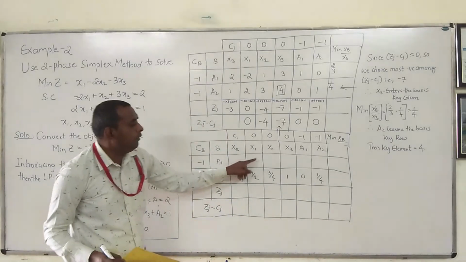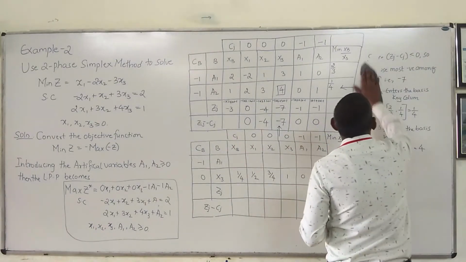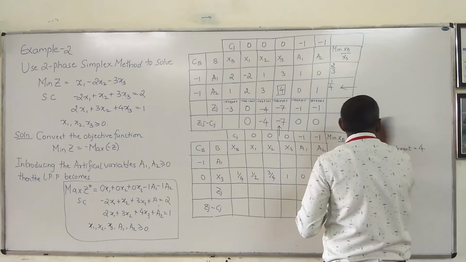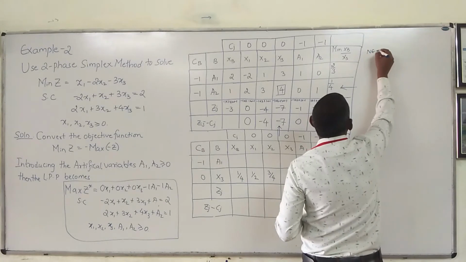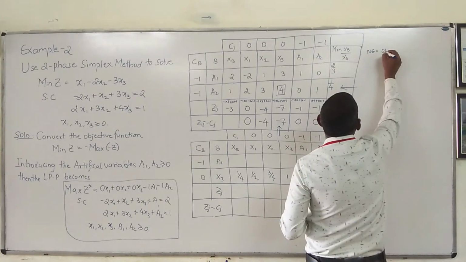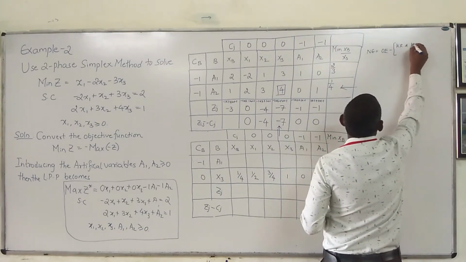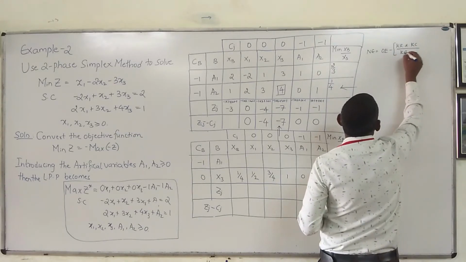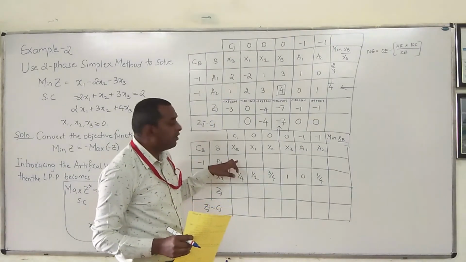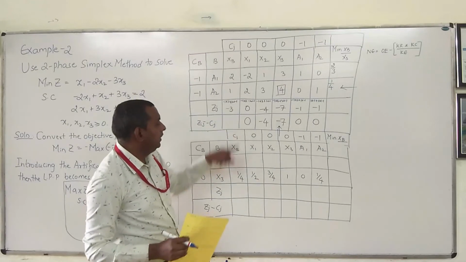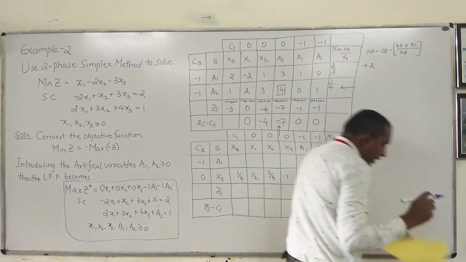So we need to find the value of these elements. How to find the new value? New element is equal to old element minus key row into key column divided by key element. That's why the key element is very important to find the value of the next element. So we find the new value for this. What is the old value? It is 2 here.